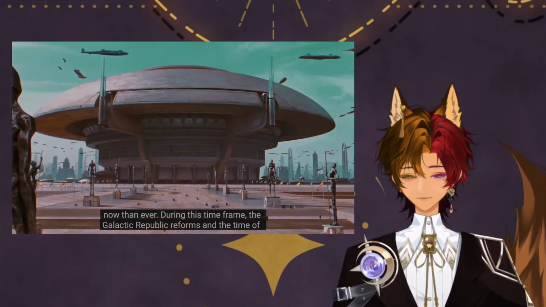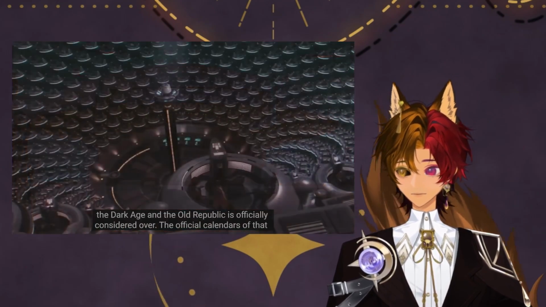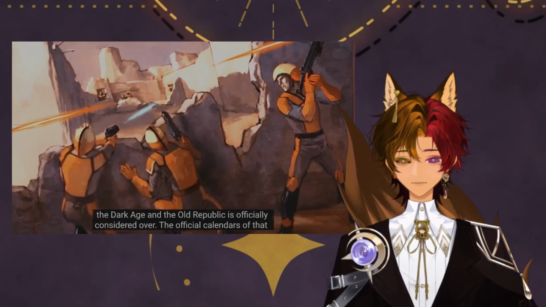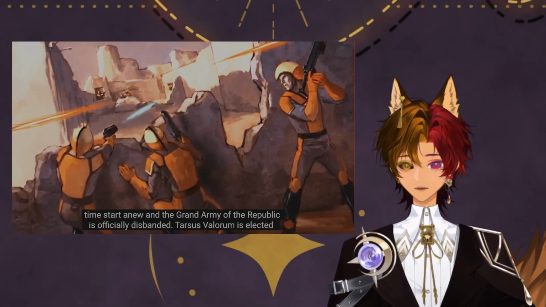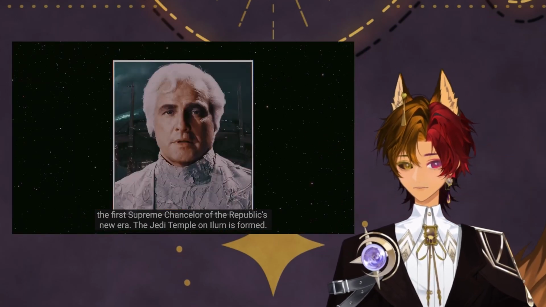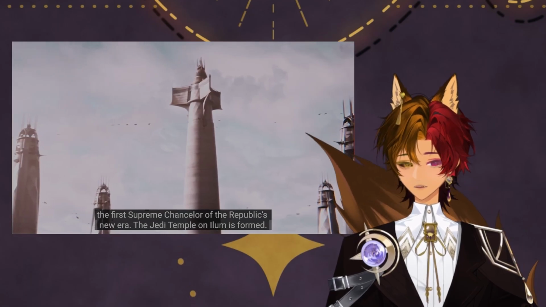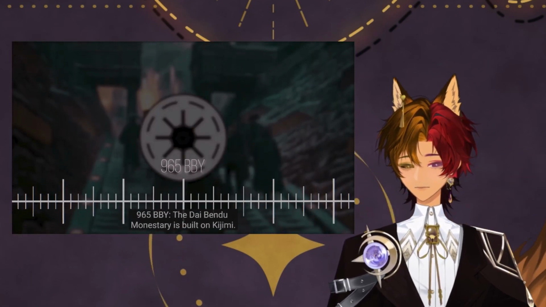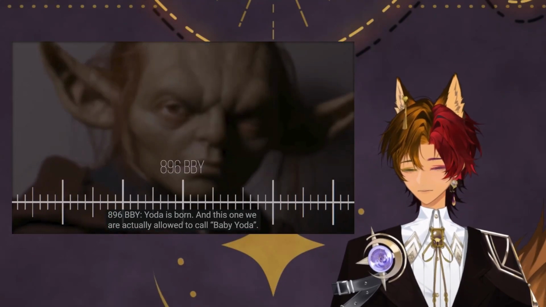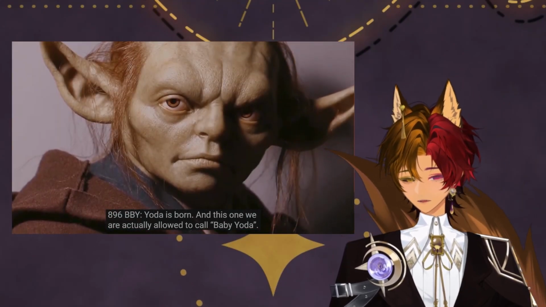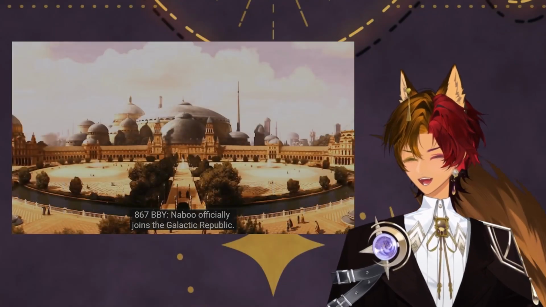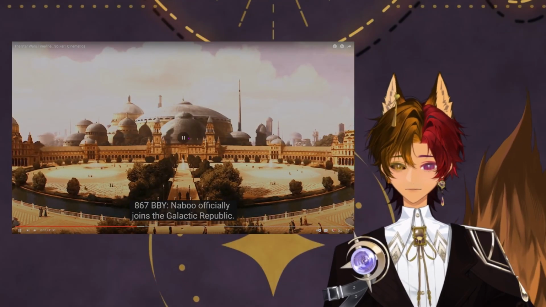During this time frame, the Galactic Republic reforms, and the time of the Dark Age and the Old Republic is officially considered over. The official calendars of that time start anew, and the Grand Army of the Republic is officially disbanded. Tarsus Valorum is elected the first Supreme Chancellor of the Republic's new era. The Jedi Temple on Ilum is formed. 965 BBY. The Dai Bendu Monastery is built on Kijimi. 896 BBY. Yoda is born, and this one we actually are allowed to call Baby Yoda. 7 BBY. Naboo officially joins the Galactic Republic.